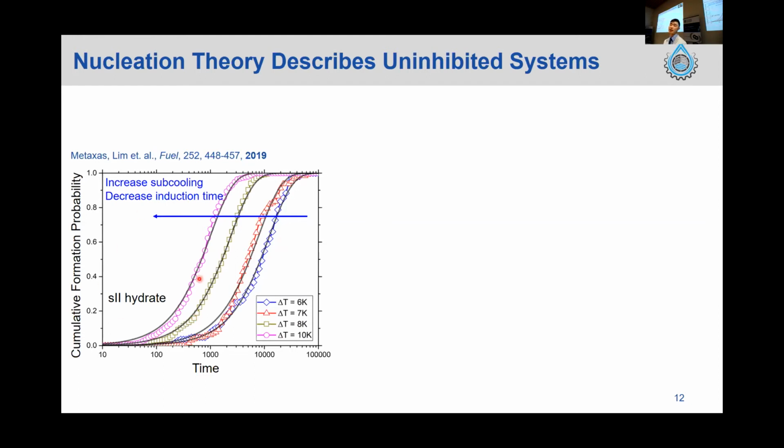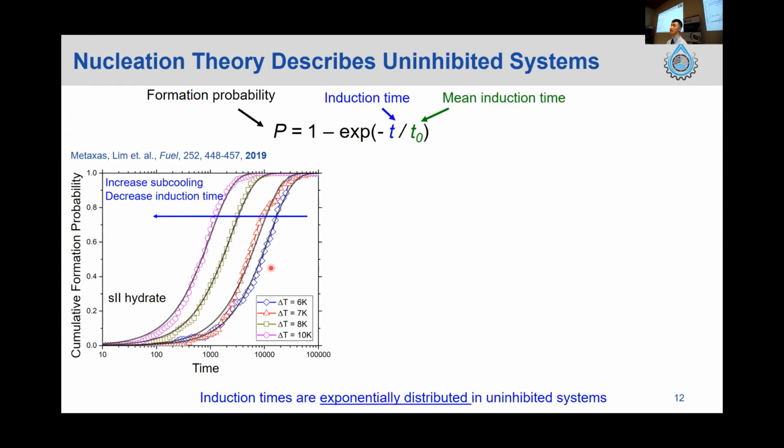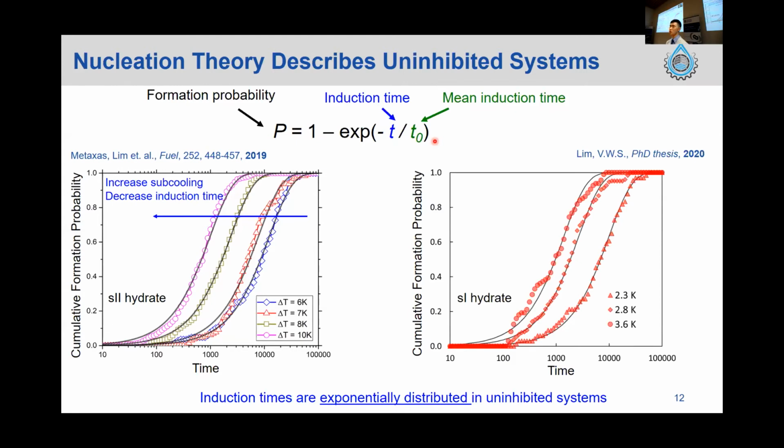That is for ethane hydrate, which is a natural gas component. Those colored data sets are the experimental data sets, and we were able to fit them with hydrate-specific nucleation theory. What I'm showing here is a very simple exponential distribution: P is the probability, the y-axis; t is the x-axis, the induction time; and t0 is just the mean induction time. So for an uninhibited system, it is an exponential distribution. Recently, we also did some experiments with a pure methane system, and we are getting a very similar outcome: for sI hydrate, an uninhibited system, an exponential distribution.